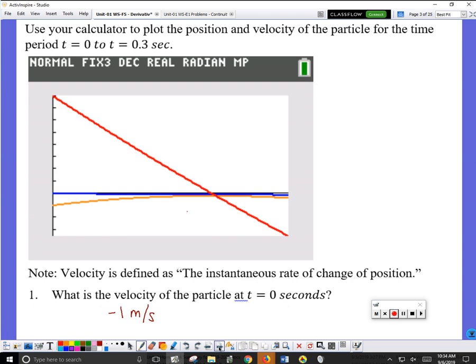Listen, you got to know the difference between average and instantaneous. Average, if I run the mile in 5 minutes, it doesn't mean I was running the same rate the whole time. It kind of varied, but on average, so average is over time. Instantaneous is at a given moment.